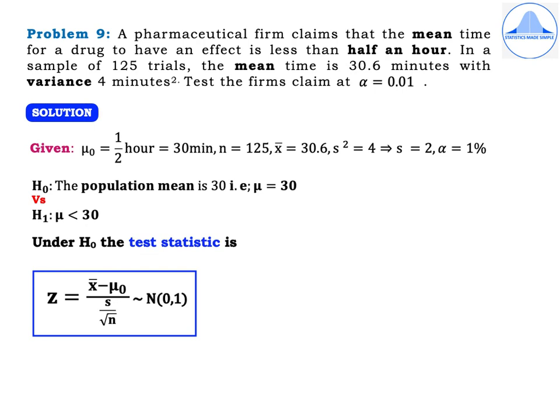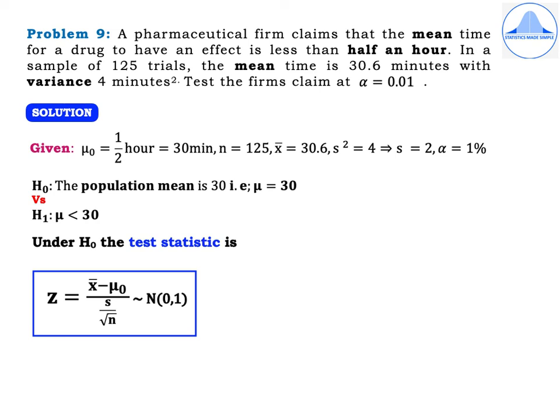Problem 9. A pharmaceutical firm claims that the mean time for a drug to have an effect is less than half an hour. In a sample of 125 trials, the mean time is 30.6 minutes with variance 4 minutes square. Test the firm's claim at alpha equal to 0.01. Observe that in this problem, the time duration is given both in terms of hours and minutes, and hence we convert hours into minutes and solve the problem.